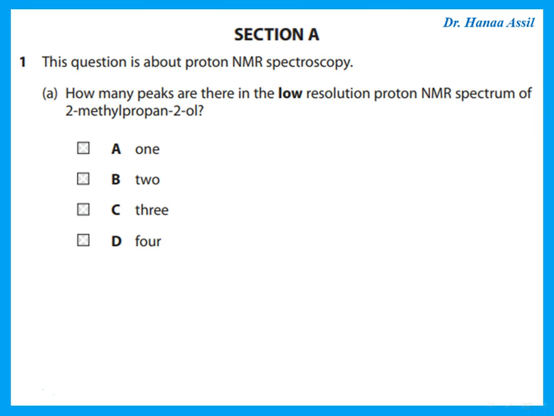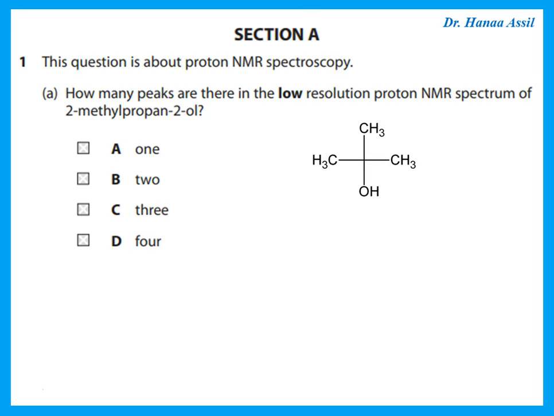So the first section has multiple choice questions, and the first one says, how many peaks are there in the low resolution proton NMR spectrum of 2-methyl propan-2-ol? So first of all, we look at what is the structure of 2-methyl propan-2-ol. So this is it. And then we're looking at the proton NMR. So we're looking at how many types of protons do we have.